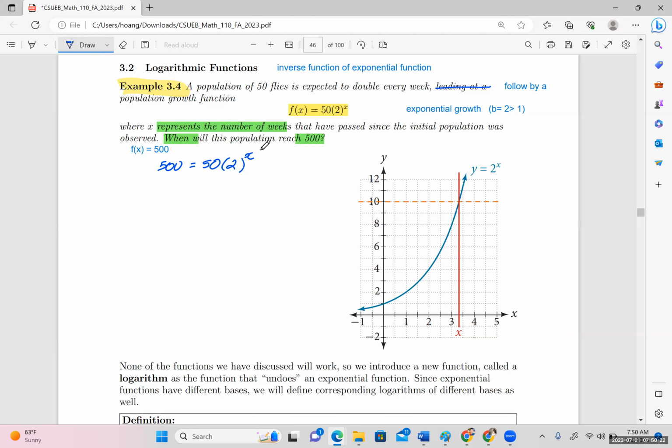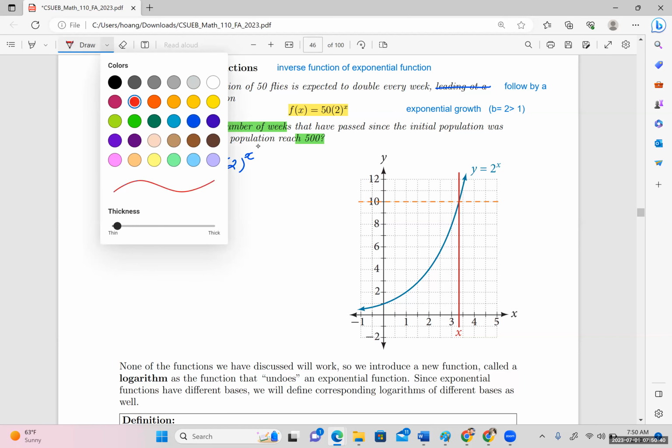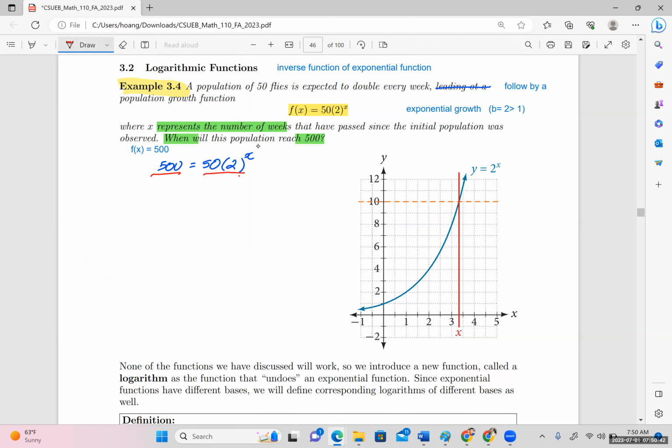The problem in here is x is in the exponent. So I'm going to try to isolate the term that has x in the exponent. I would like to divide both sides by 50, because I want the 2 raised to x to be isolated. Then the left hand side is going to be 10, and the right hand side is just 2 raised to x.